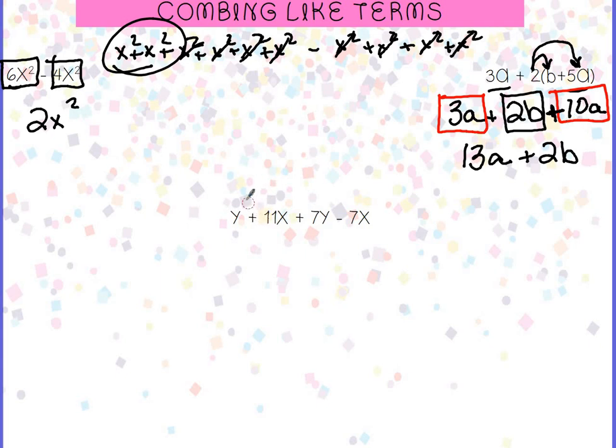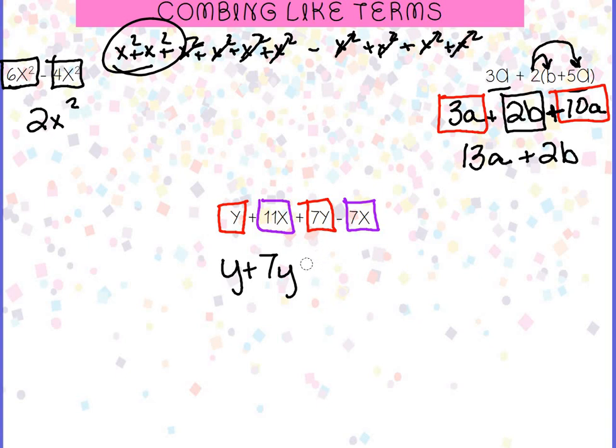Here, let's find those like terms. So I have y and 7y are like terms, and then I have 11x and 7x are like terms. All right, so here, y and 7y are being combined by addition. So rewrite the problem to put your like terms together. So y plus 7y plus 11x, because I can switch these because of the commutative property. The only thing I can't do is move that minus 7x.